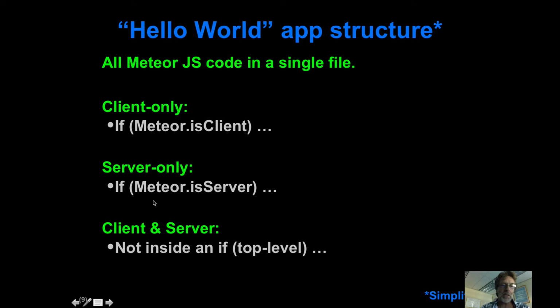The way that you tell Meteor is by these object fields. Okay, isClient, isServer attached to the Meteor object that you can use inside an if statement, or use as the predicate for an if statement, to create blocks of code and ensure that they only get run where they should. And if you don't use one of these little blocks, then it's going to run in both environments.